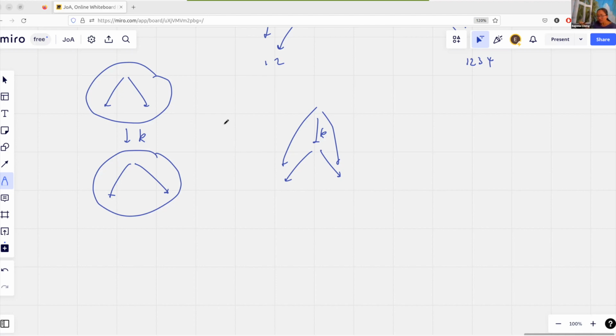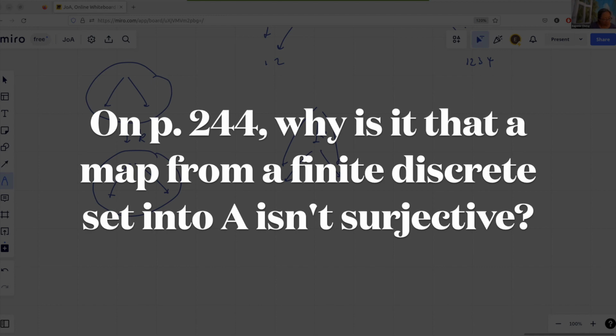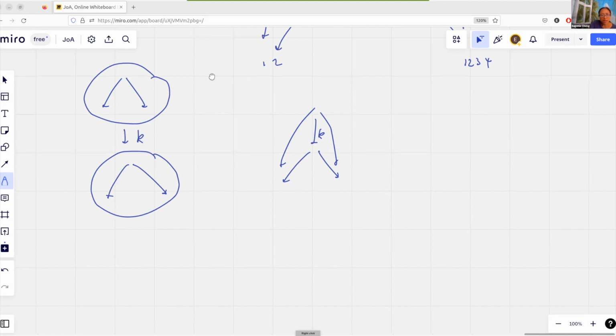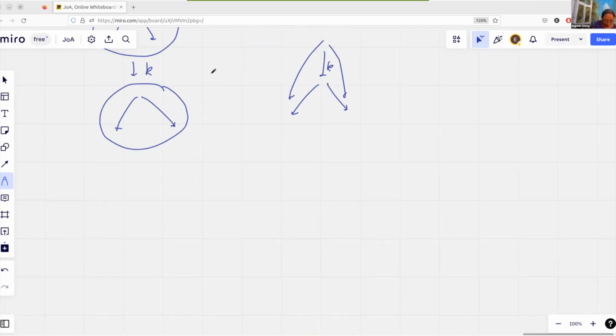Okay, there's my coffee. And the last question of this 4 is page 244. Why is it again that a map from a finite discrete set into A via the projection from A or via the factorisation isn't surjective? My psychic powers are slightly failing me here as well. Don't know why we're talking about a finite discrete set A.